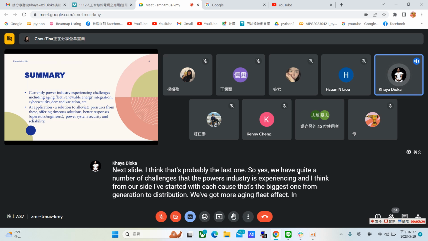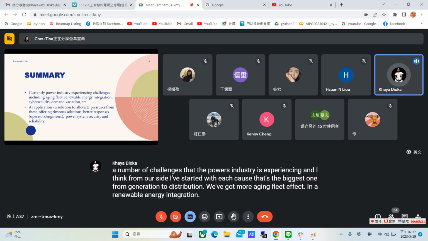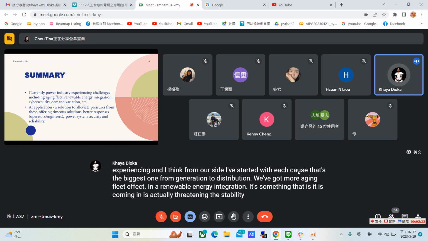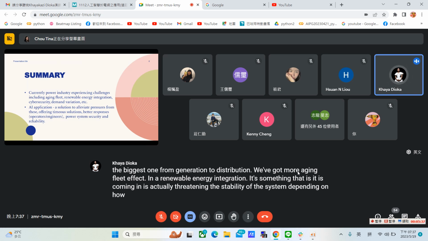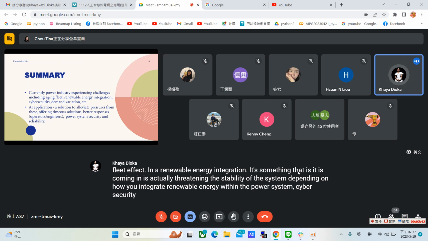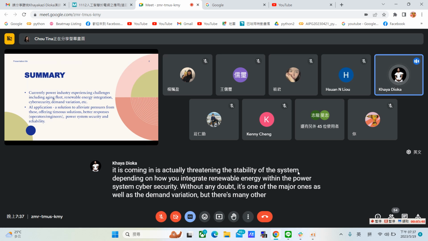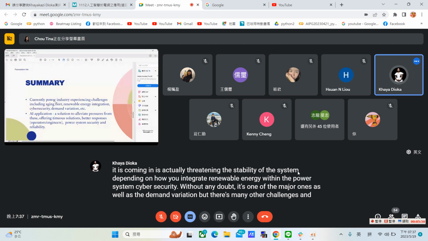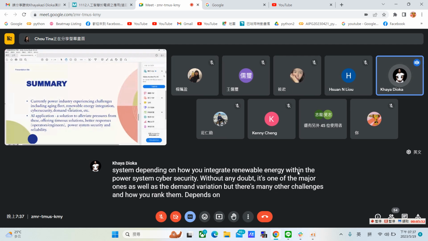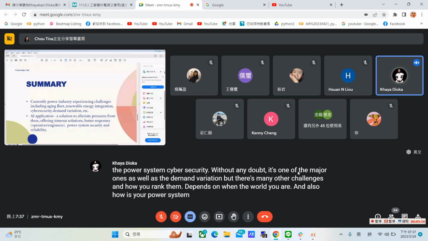Renewable energy integration is something that, as it is coming in, is actually threatening the stability of the system, depending on how you integrate renewable energy within the power system. Cybersecurity, without any doubt, is one of the major challenges, as well as demand variation. But there are many other challenges, and how you rank them depends on where in the world you are, and also how your power system, or rather power network, is behaving.